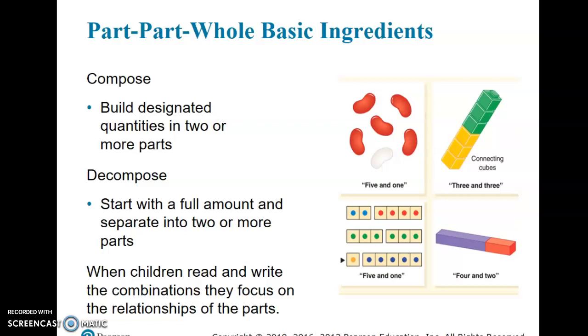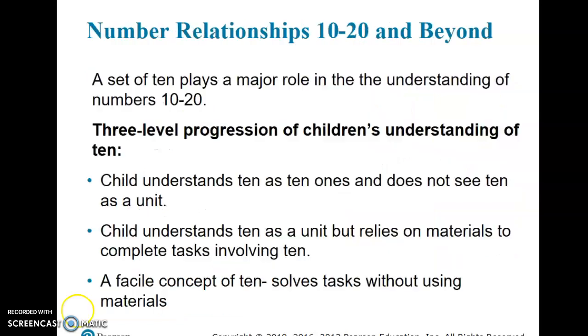Part-whole activities focus on a single number for the entire activity. For example, a pair of children might work on breaking apart or building the number 7 throughout the activity. They can either build, composing the designated quantity into 2 or more parts, or else they start with the full amount and separate it into 2 or more parts, decomposing. This situation is known as both addends unknown.